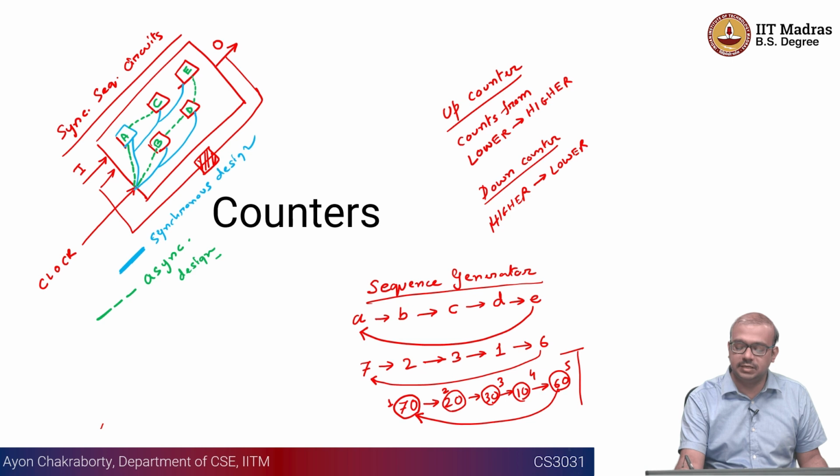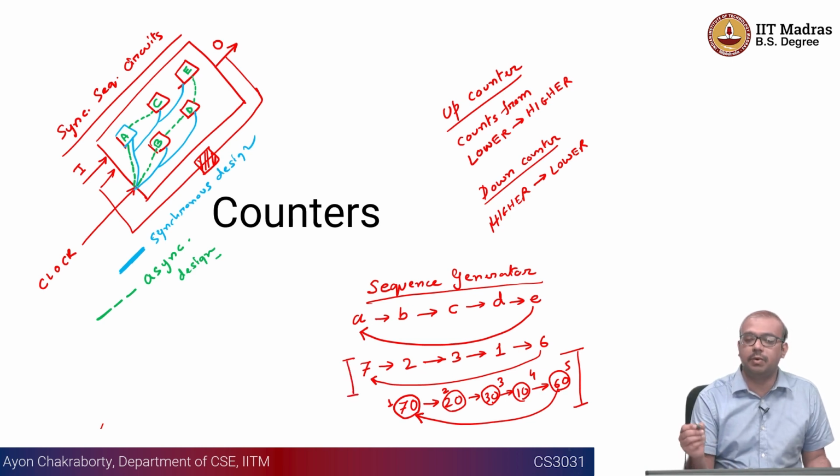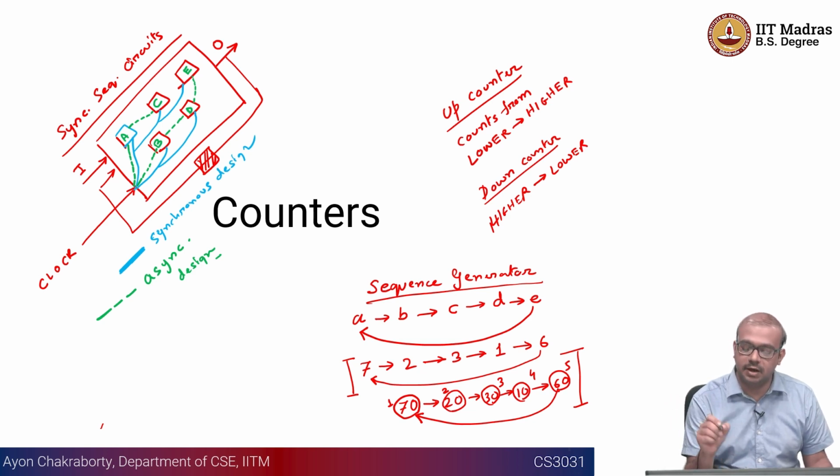So this is easy. In case of the other one, where I have 7, 2, 3, 1, 6, I want the state to actually roll through those values, right? As you can understand, this is a 3-bit value. If I want to say that the state encodings themselves are 7, 2, 3, 1, 6, rather than 70, 20, 30, which are the outputs, then in this particular case 7, 2, 3, 1, 6 are the state encodings themselves. So they have to be encoded using 3 bits.